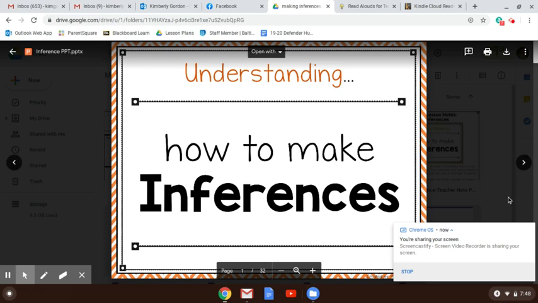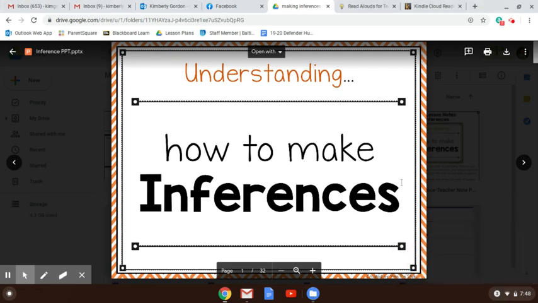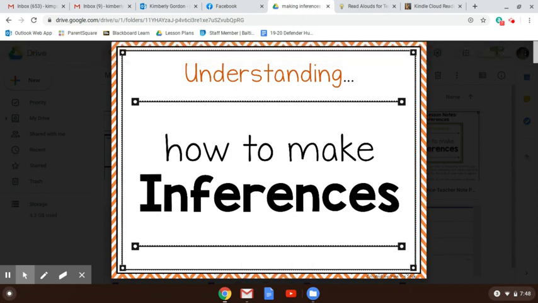Hi everyone. This week we are working on making inferences. So in this lesson, I am going to review how to make inferences, and then I'm going to read a text to you. And while I'm reading that text, I want you to think about the inferences you're making in your brain as we read that text.